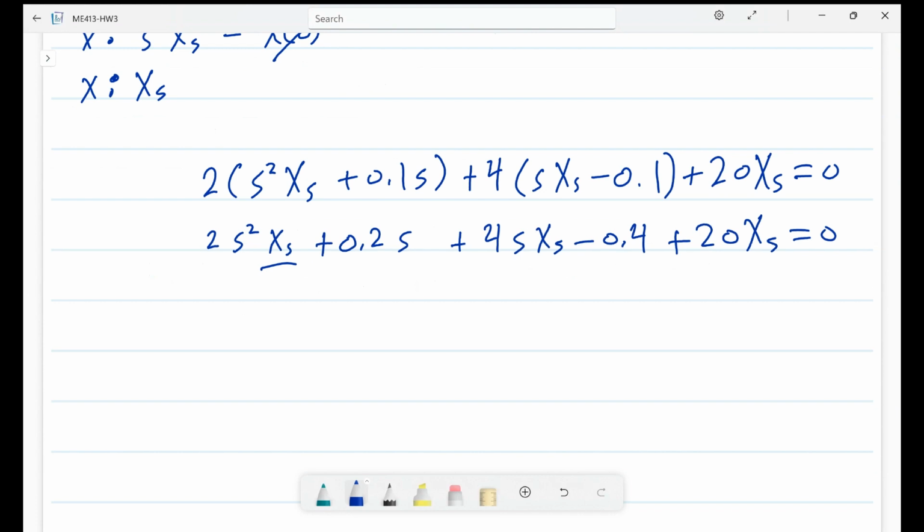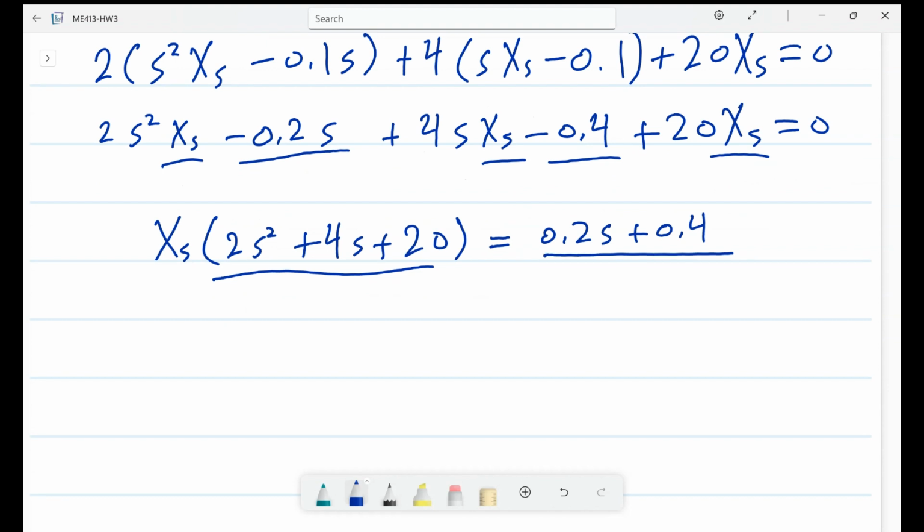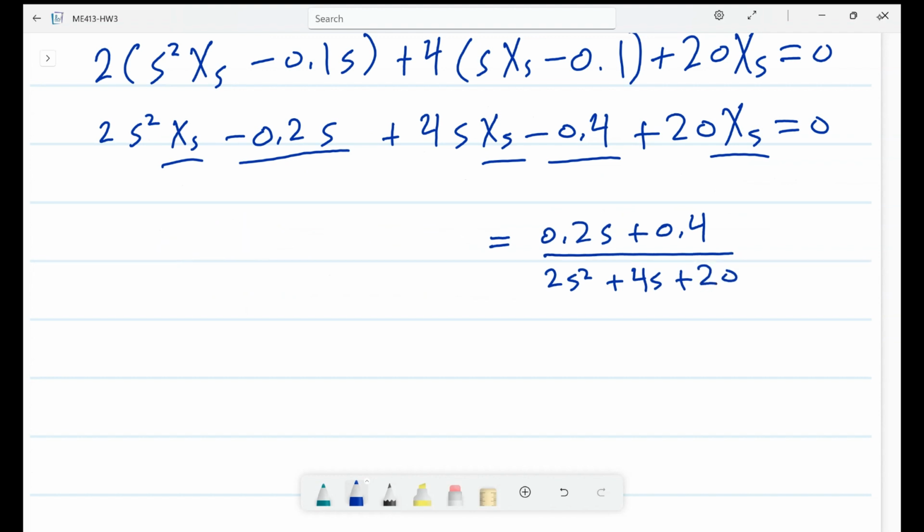Now we'll take X(s) as a common factor. So we have here X(s) times 2 s squared plus 4s plus 20, and the rest will go to the other side. So here we will have 0.2 s plus 0.4, and then we will divide this over this. So it will be 2 s squared plus 4s plus 20, and this is our X of s.